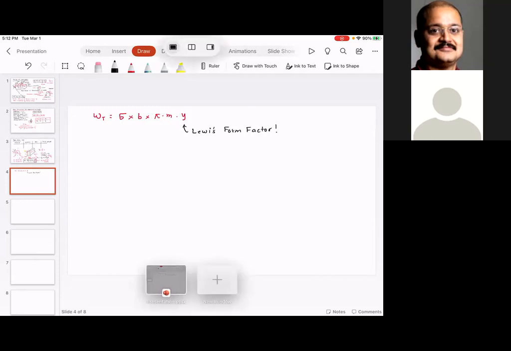So now how do we find out Lewis's form factor? Lewis's form factor Y, and this equation will be given to you. This is given in the textbook as well, is 0.124 minus 0.684 divided by number of teeth for 14.5-degree pressure angle, composite, and full involute.